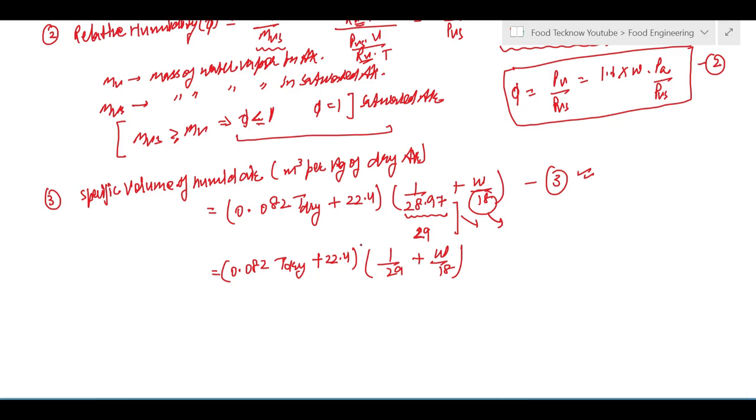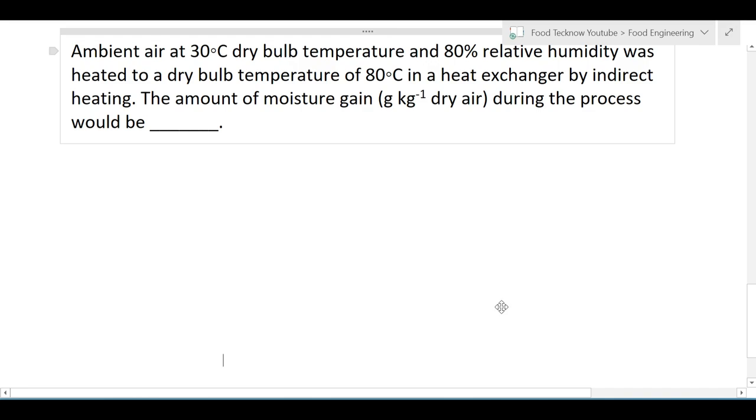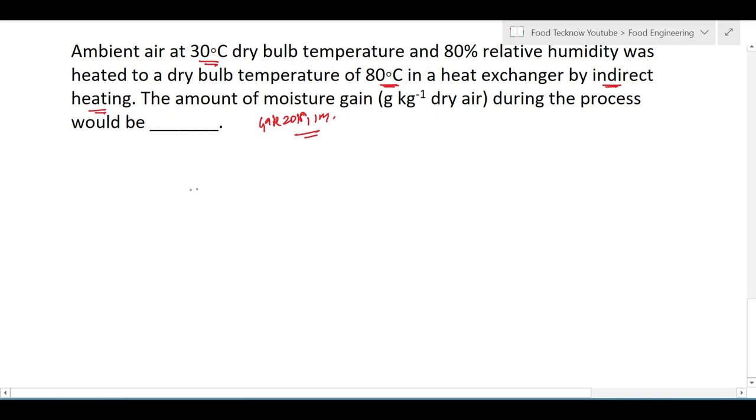Okay, so let's see. So this question came in GATE 2018 for 1 mark. Now the question is that ambient air at 30 degrees Celsius dry bulb temperature and 80% relative humidity was heated to a dry bulb temperature of 80 degrees Celsius. It means the temperature initially was 30 degrees Celsius and later it became 80 degrees Celsius in a heat exchanger by indirect heating. Okay, the amount of moisture gained during the process would be.